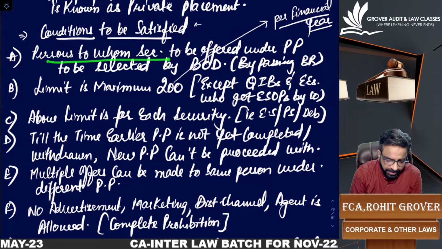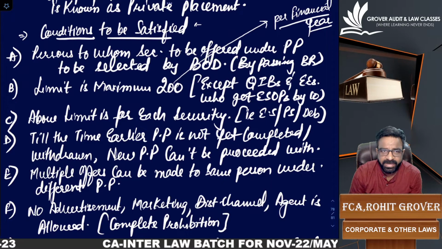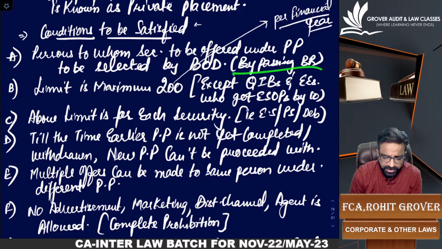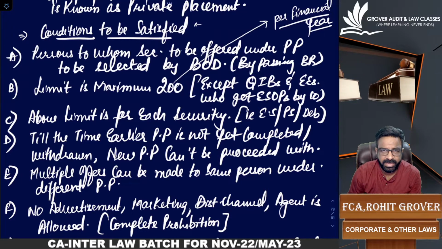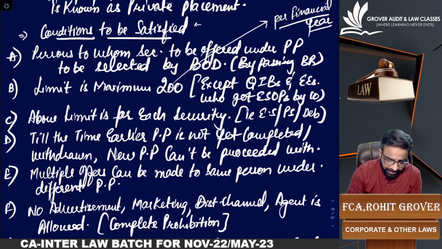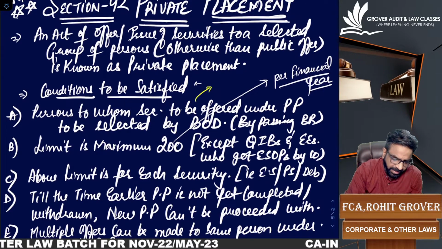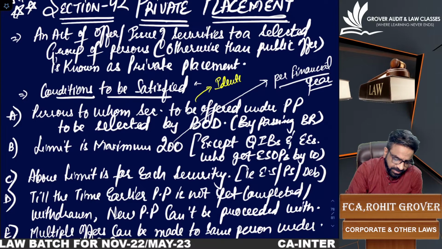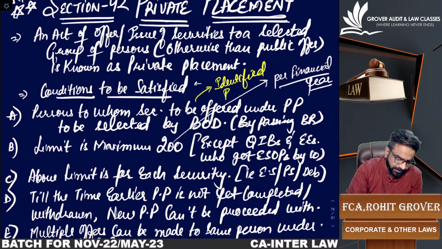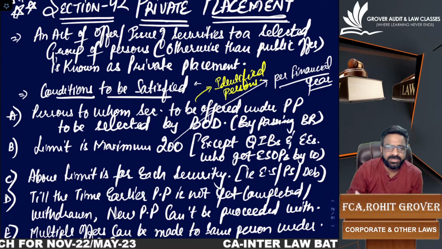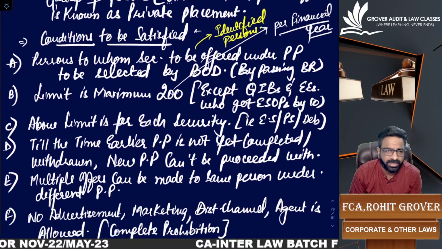So who will select the persons, Umel? The board of directors will select the persons by passing a board resolution. Now, what do we call these selected people? We call them identified persons. What is the other name we call them? Identified persons. So we call them identified persons. Continue with the second condition, Amma.